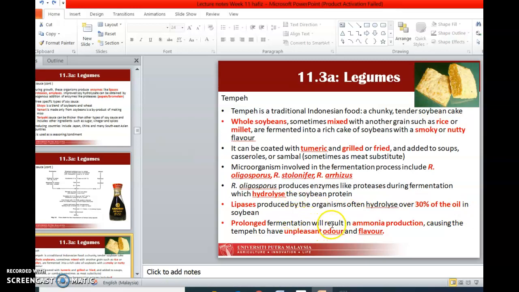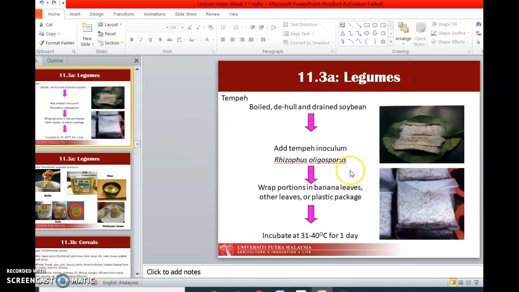Prolonged fermentation will result in ammonia production, which is not very good for the product. So there will be a sweet spot in time for the tempeh to taste good. I think the ammonia production comes from the protein content inside the soybean. So this is the process. You can read it yourself.